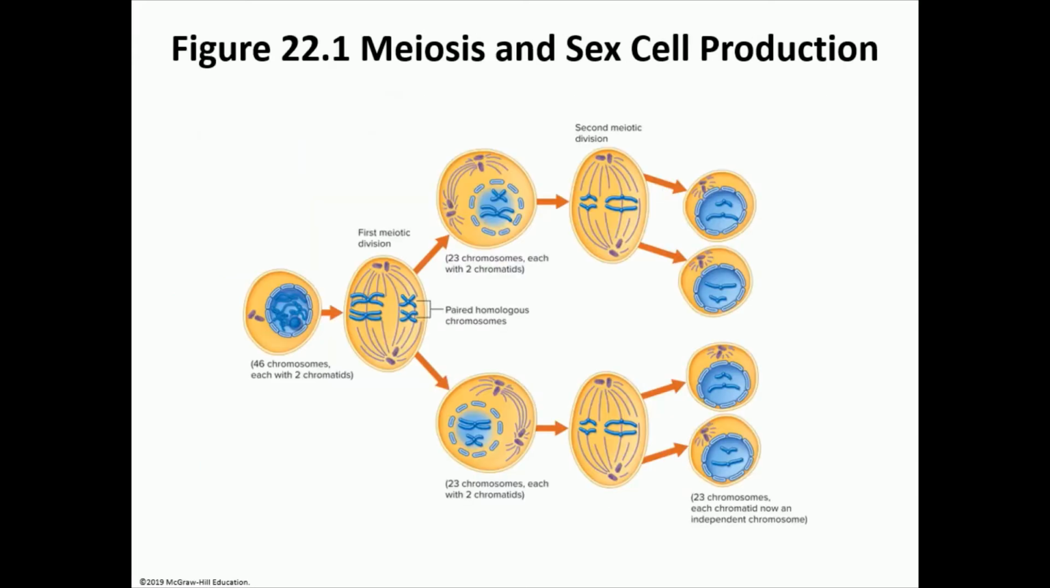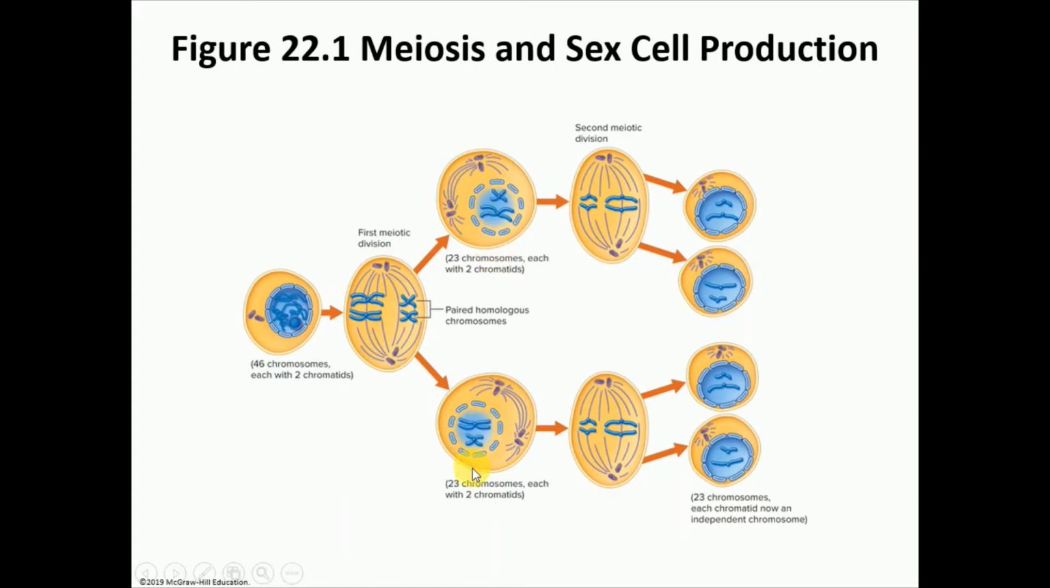I'll show you the picture to explain that better. So this is the first cell we're going to start off with, which has 46 chromosomes. In your first meiotic division, you'll have all of these chromosomes lined up in the midline, and you see that each chromosome is made out of 2 chromatids, connected at the centromere. In your first meiotic division, you're going to end up having 23 chromosomes. So these 2 cells are haploid cells, meaning that they have 23 chromosomes, but each chromosome is still made out of 2 chromatids. So in your first meiotic division, you're splitting the chromosomes.